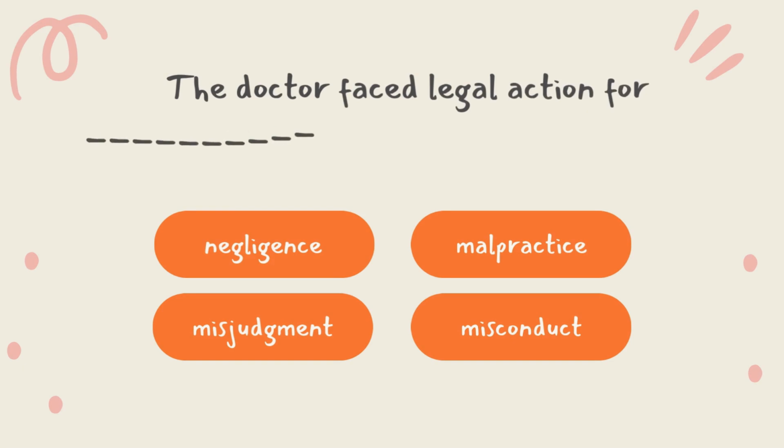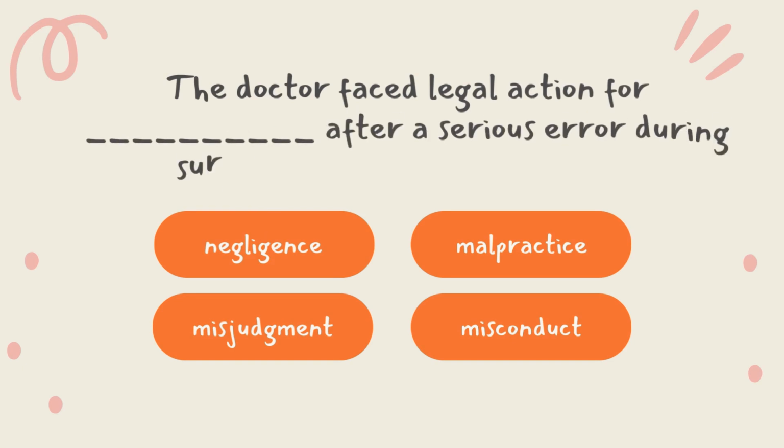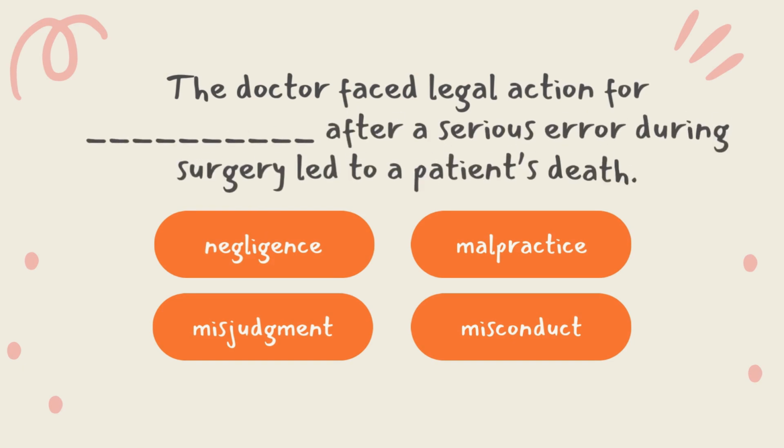Question 1. The doctor faced legal action for blank after a serious error during surgery led to a patient's death. Is the correct answer A. negligence, B. malpractice, C. misjudgment, or D. misconduct?